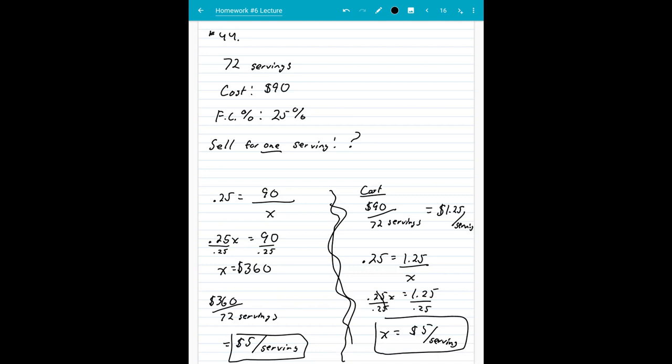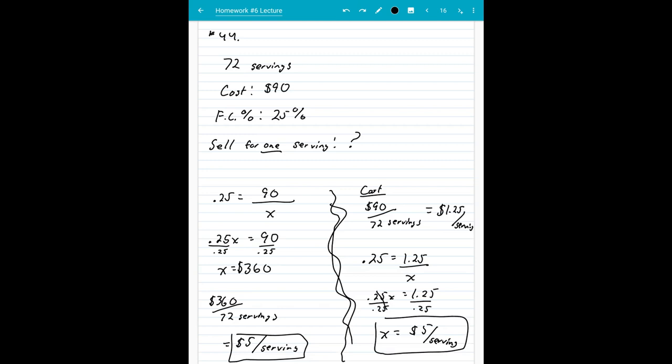Me personally, I just want to know how much I would sell the entire recipe for. Not that I am going to sell the whole entire recipe, but it's just easier, and then I divide it, and that'll give me the cost per serving. But the second way is kind of helpful. I at least know how much it costs per serving. Oh, it's $1.25 per serving. Not that bad. It only cost me $1.25, and I'm selling it for $5 per serving. That's a $3.75 increase in the price.